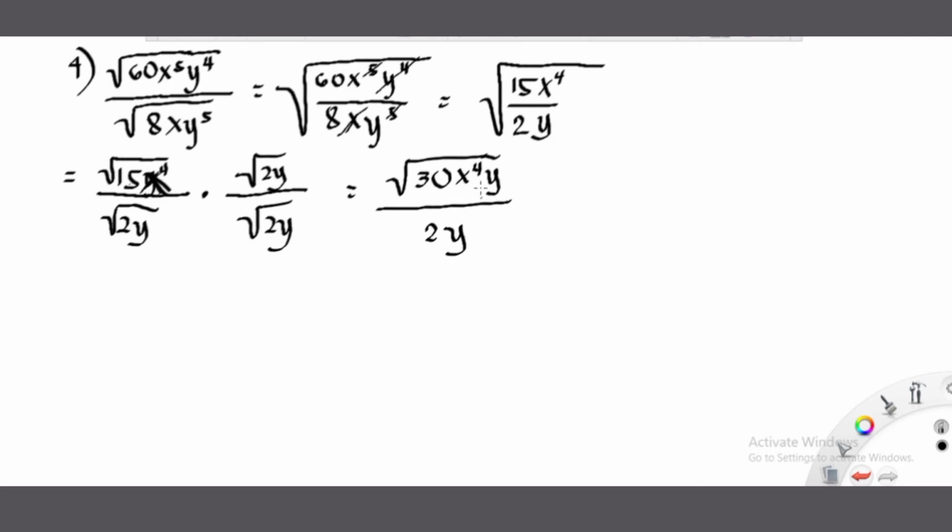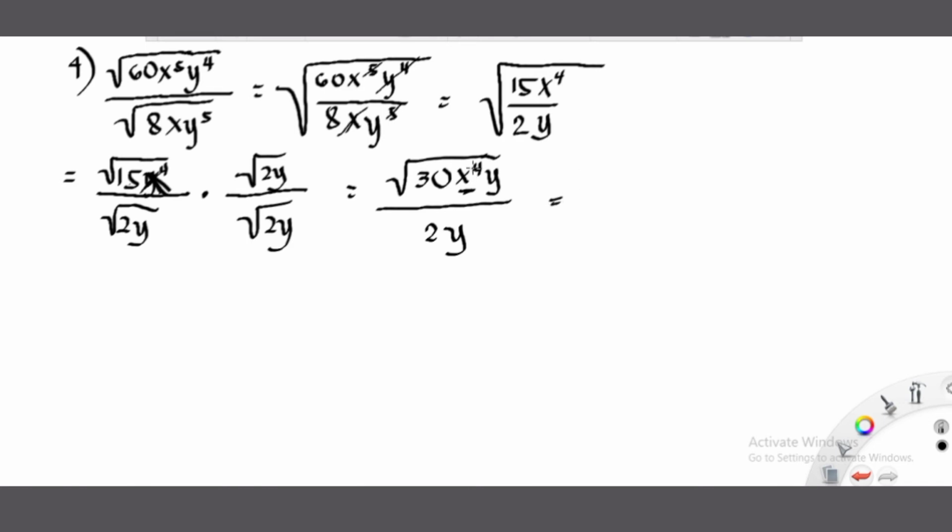Okay? And then, before we decide for our final answer, we need to check if this is final na ba or this is already simplified. But as you can see, there's still something we need to simplify here. So, 30 is, wala na tayong maisip na factors niya where 1 is a perfect square. So, dyan na siya. But x to the 4th can be simplified pa.